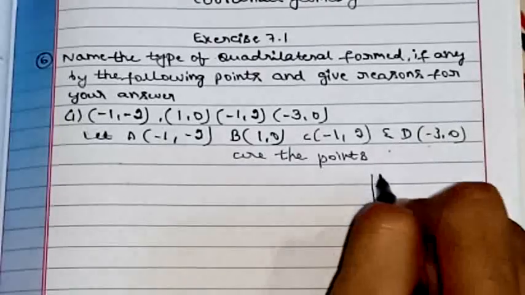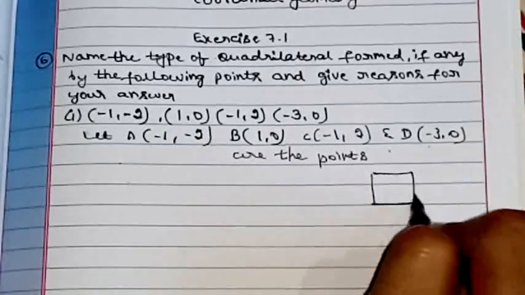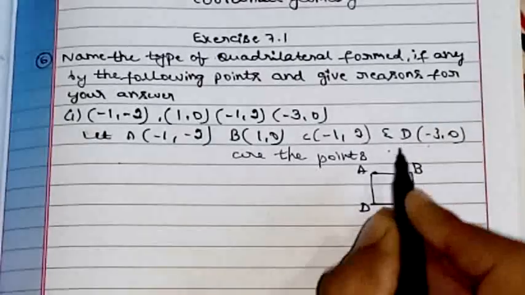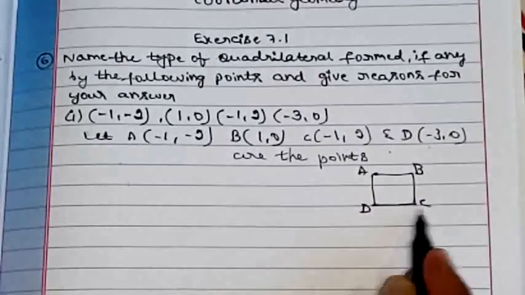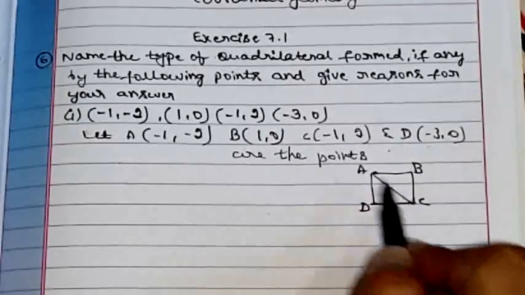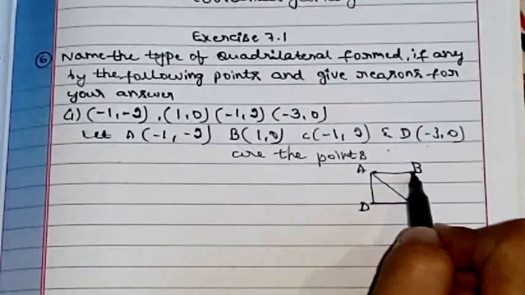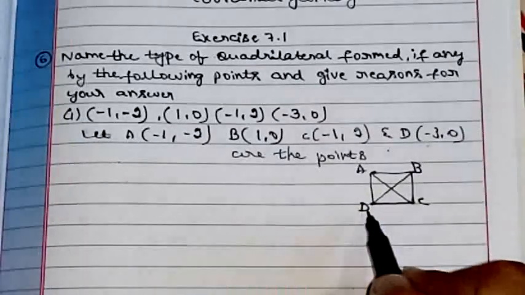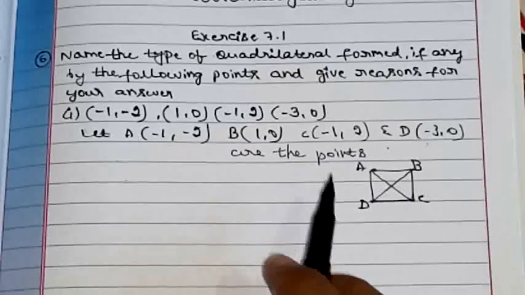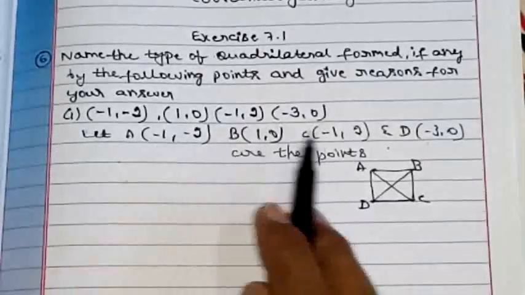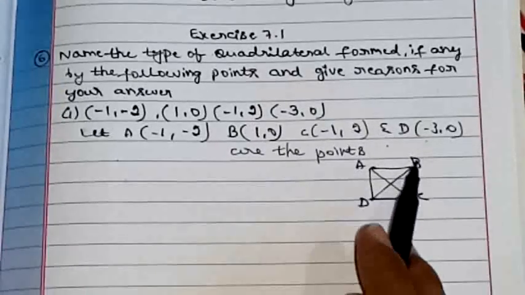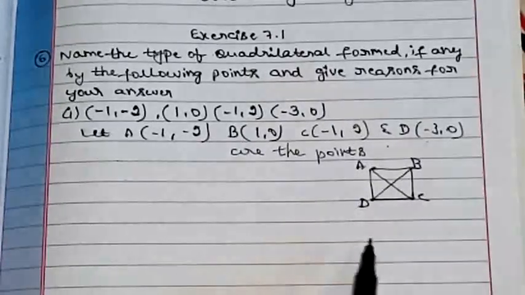For example, I'm just writing the figure. If it is a quadrilateral ABCD, find the distance between AB, BC, CD and DA, and afterwards find the distance between A to C also, the diagonal distance, and afterwards find the distance between BD also. Then you can identify which type of quadrilateral this is, by taking these coordinate points and finding the distances AB, BC, CD and DA, children.